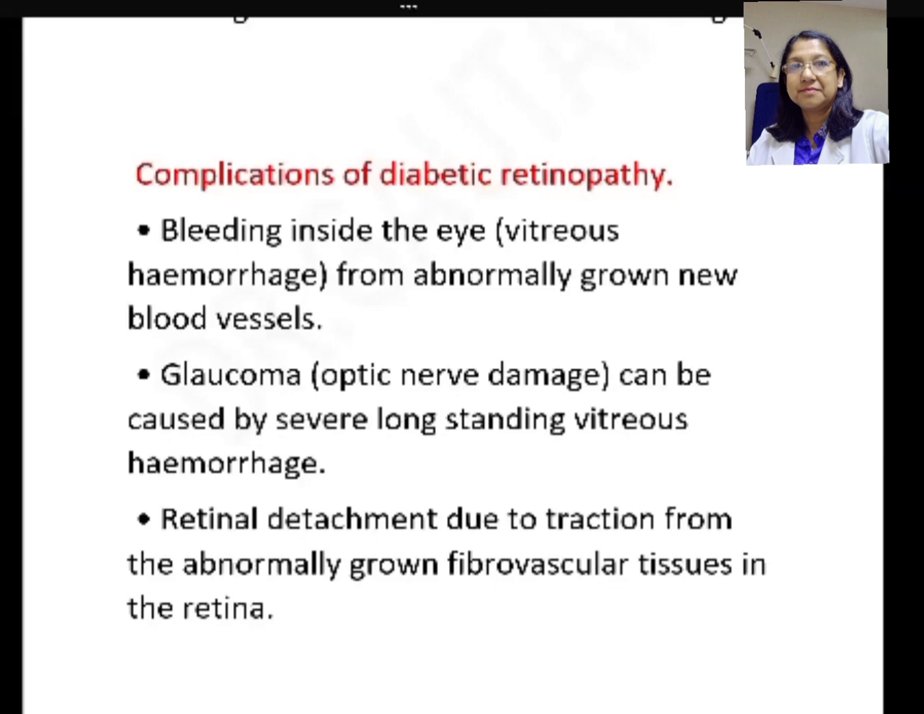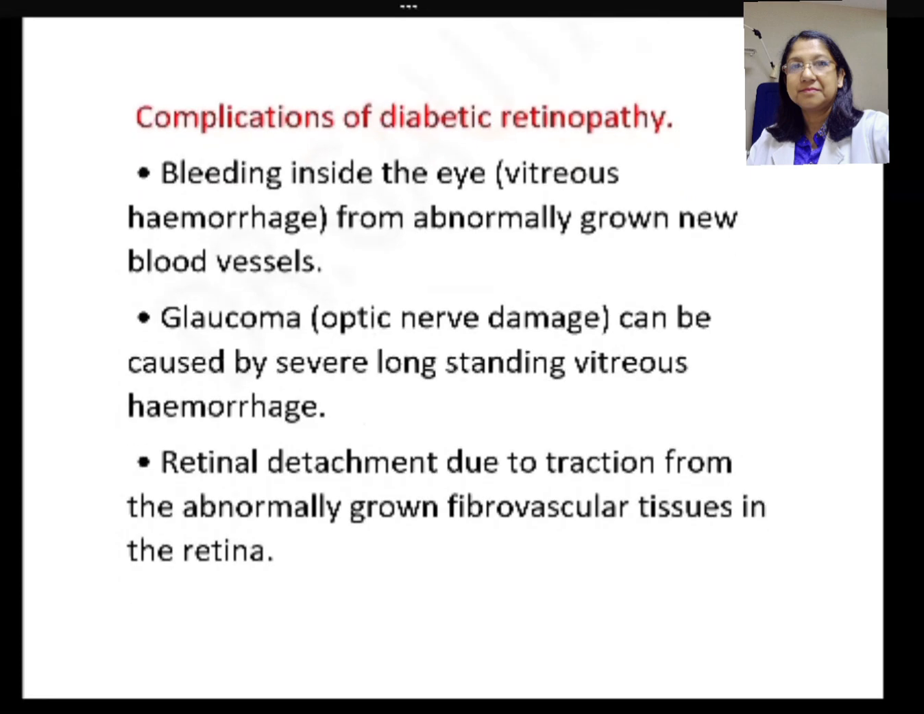As such, the vision loss is not sudden, but in case of vitreous hemorrhage, what happens? Vision loss is very sudden. The moment there is vitreous hemorrhage, the media becomes opaque. So the vision deteriorates suddenly. So this is the complication. Vitreous hemorrhage is a complication of diabetic retinopathy. Another complication is glaucoma.